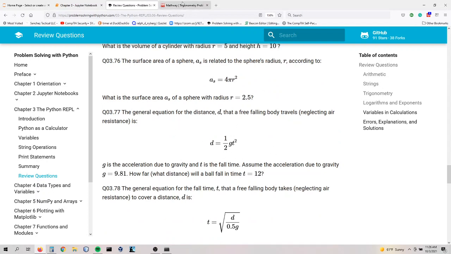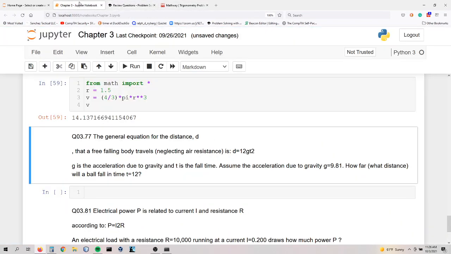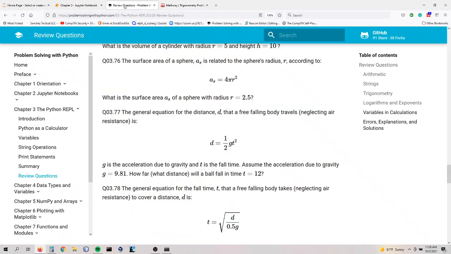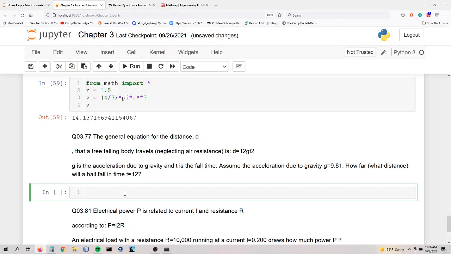Wonder why these fractions didn't come out very clean. But anyway, so it's 1/2 G of T squared. So how many variables do we have for this one? Do we need any imports for this one? I don't think so, right? No, this is good old algebra.